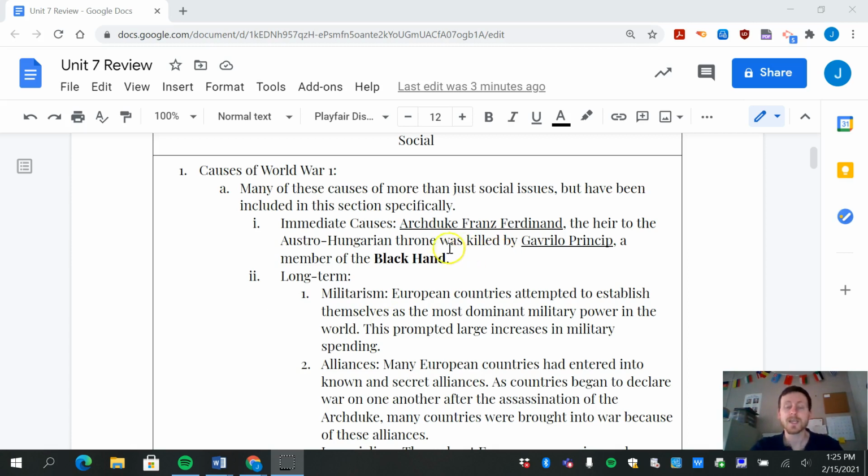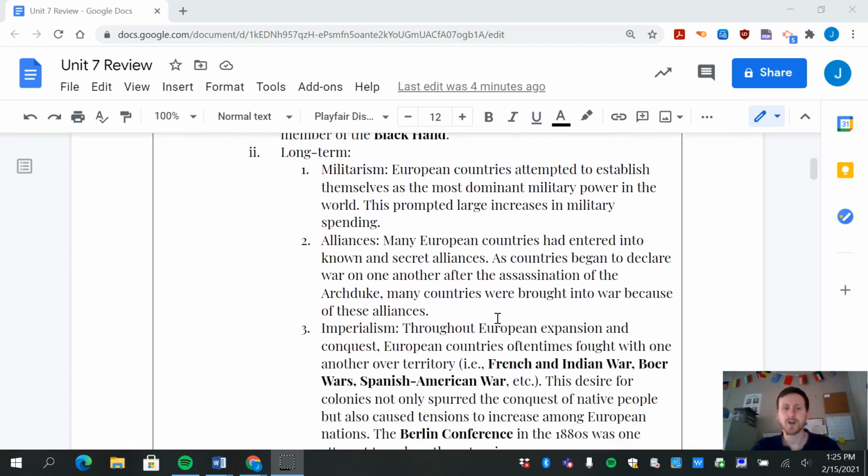So the immediate cause is we have a guy by the name of Archduke Franz Ferdinand. He's the heir to the Austro-Hungarian throne, and he's killed by a Serbian nationalist by the name of Gavrilo Princip. He also happens to be a member of a group called the Black Hand. The Black Hand is a Serbian nationalist group that is fighting for and promoting Serbian nationality, or the creation of a Serbian state. All right, so once we have this assassination, this is where we're going to see at least one of the long-term causes of World War I come to play, known as alliances. But let's take a look at some of the long-term causes.